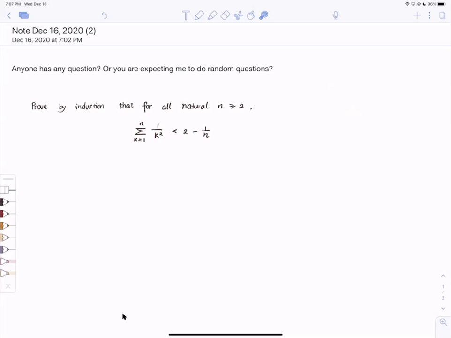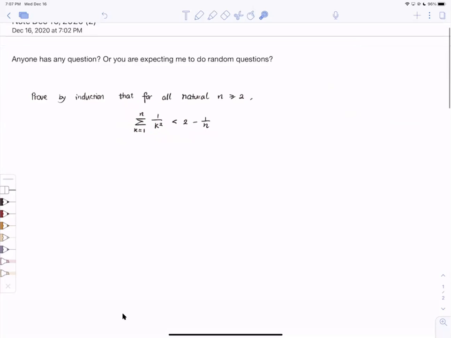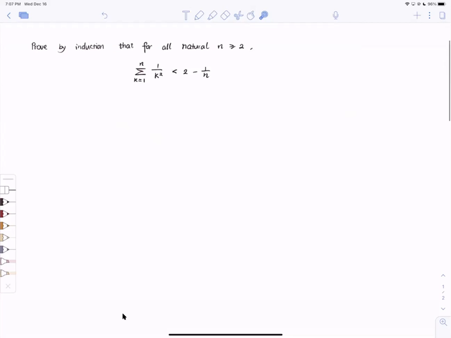So can someone tell me what is my base case? N equals 2. Okay, so proof. We proceed by induction on n, and my base case is when n equals 2.